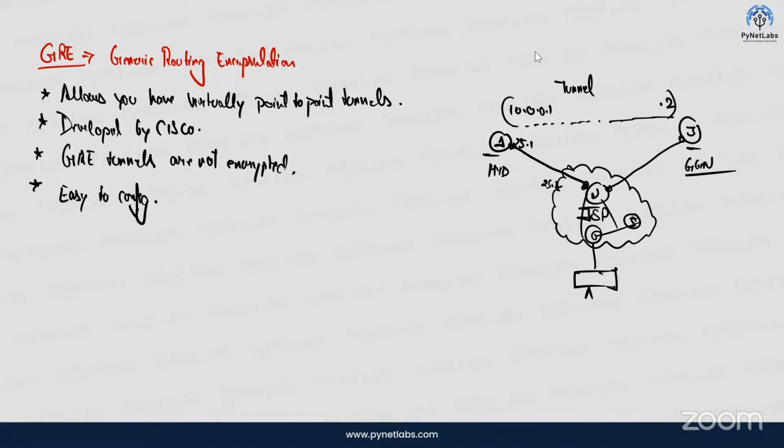Like, let's move on to the lab for the GRE tunnel. Then accordingly, we'll see DMVPN, like point to multi-point, and how we are going to define the point to multi-point scenarios. So here is my lab screen, as you can see, guys.